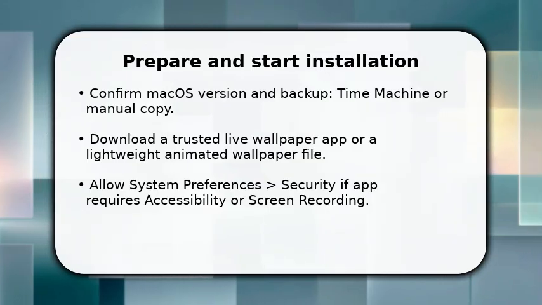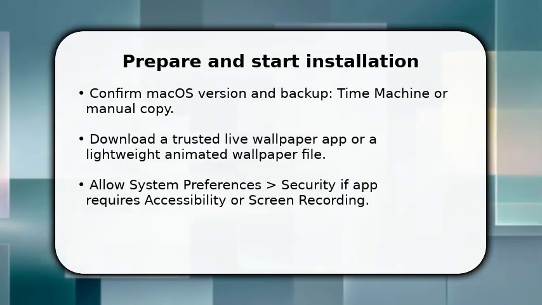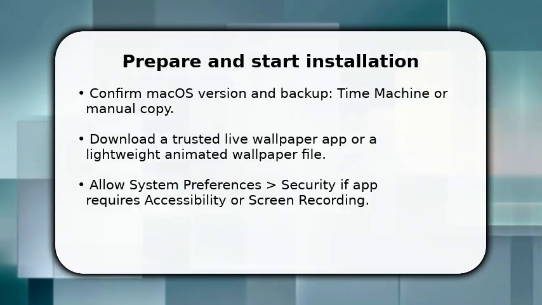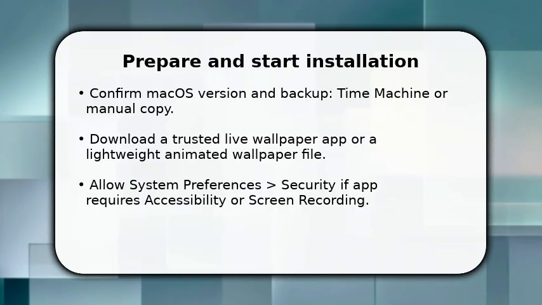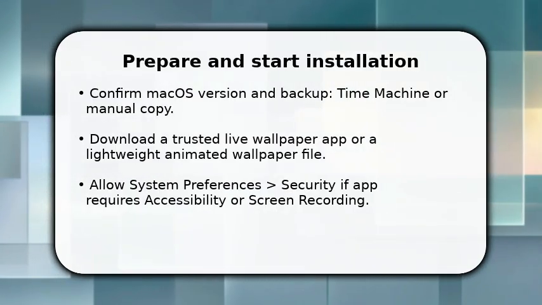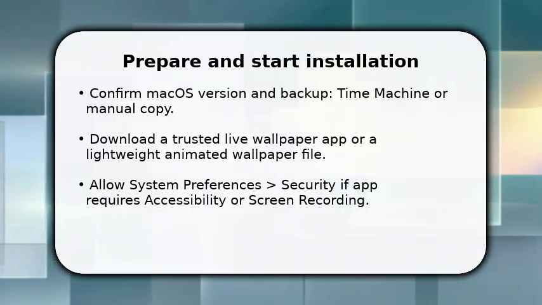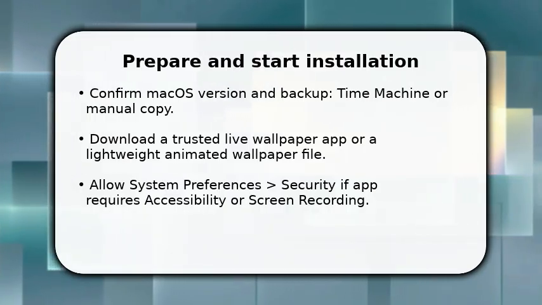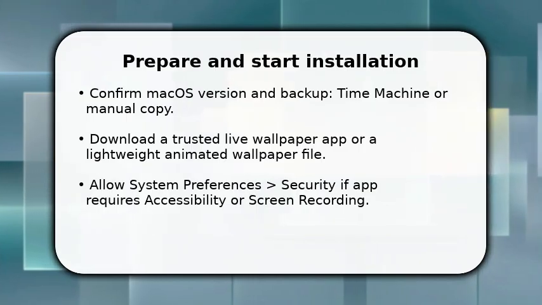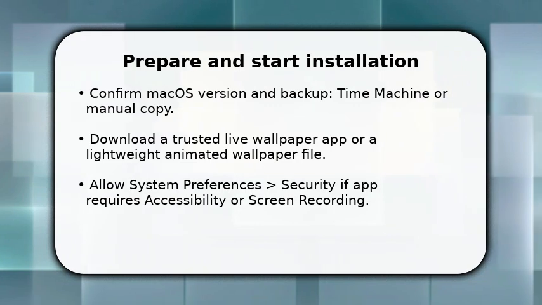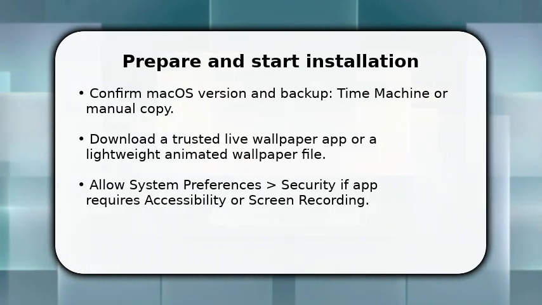You begin by checking that your Mac meets the app requirements and you have a recent backup. This prevents surprises. Once done, download a reputable live wallpaper app or the specific animated file you want and move it to Applications. You may need to grant accessibility or screen recording permissions in System Preferences immediately after launching the app so it can run on the desktop. Make sure apps are from known developers to avoid unnecessary security prompts or incompatible installs.